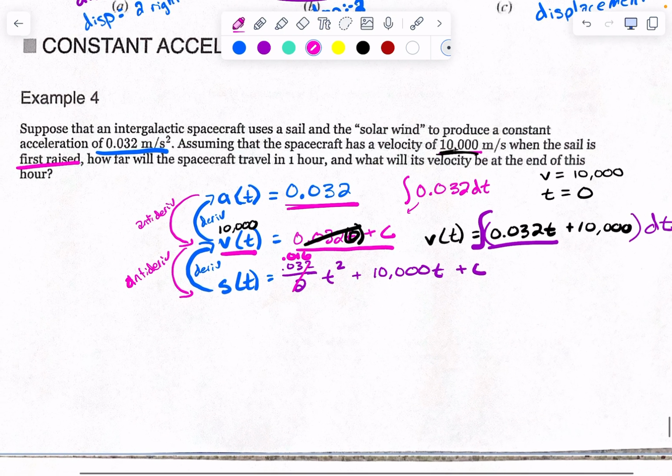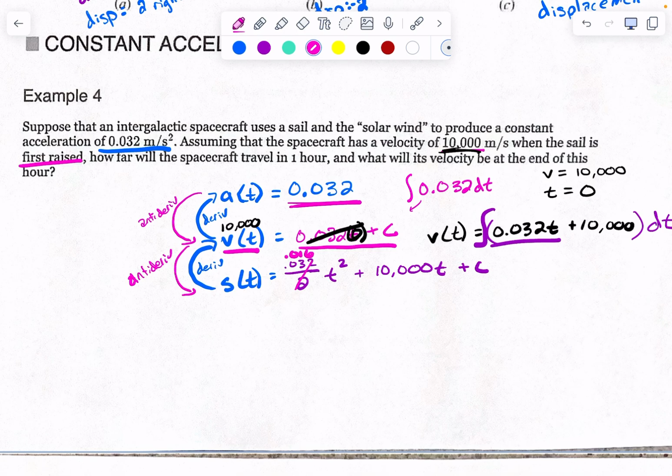Oh, how are we going to find that? Wait, what? Repeat that? What we're going to find is C. 0.016 t squared plus 10,000t, you're just finding the antiderivative of your last one, plus C.